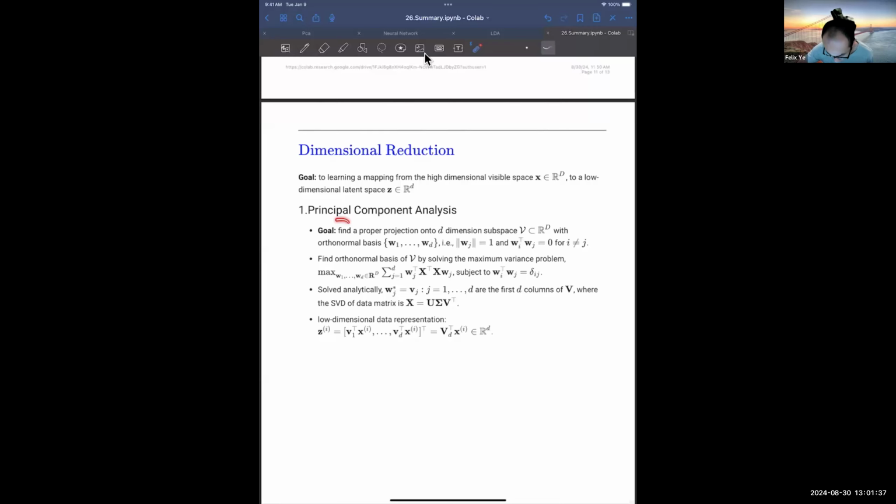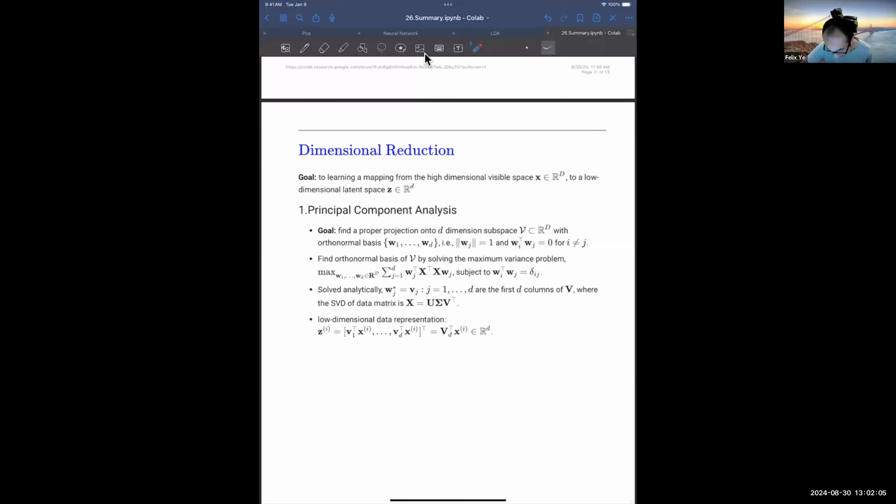The only method that we discuss is principal component analysis. The key is we want to find a proper projection onto the d-dimensional subspace with orthonormal basis W1 to Wd. These W1 to Wd are orthonormal. So the inner product of Wi and Wj, if i is not equal to j, is 0, and the norm of Wj is equal to 1.